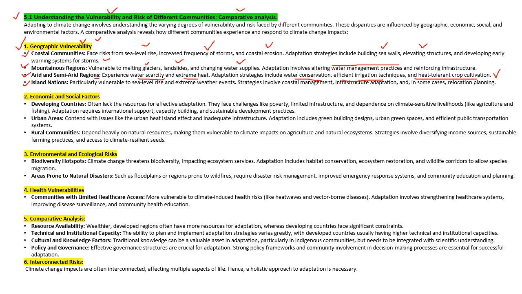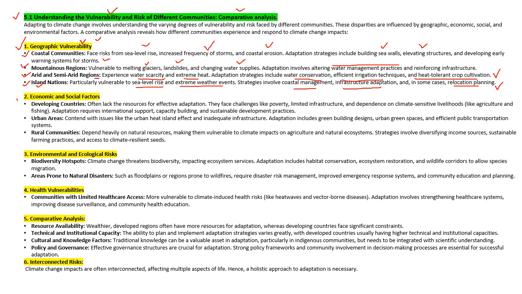In the island areas, people are particularly vulnerable to sea level rise and extreme weather events. So the strategies involved are coastal management, infrastructure adaptation, and in some cases, if it's not manageable, then it can be relocation planning also. So this was about geographical vulnerability.